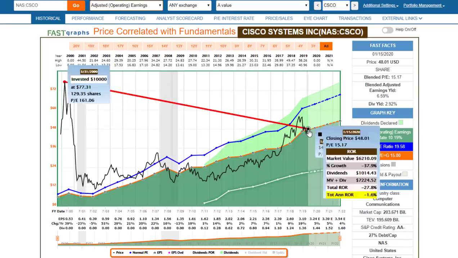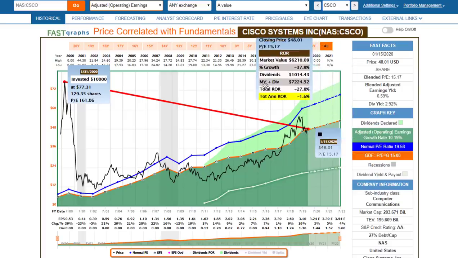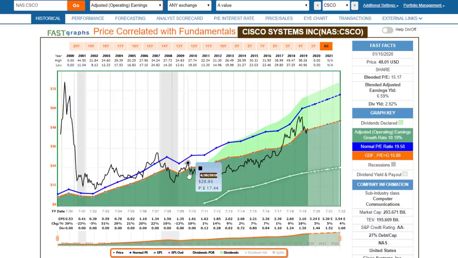And so even if you'd bought and held the stock for all these years, you would have actually lost money. Your annualized rate of return, including dividends, which I might point out started in 2011, would still have been negative. So if you're really overpaying for a stock like Cisco or any other stock, time becomes your adversary.